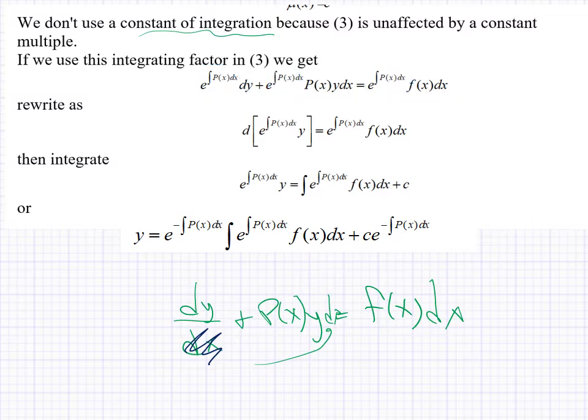Once we multiply through by that integrating factor, this is an exact differential, which means this side of the equation is the derivative of a given function. And the function that it's the derivative of is that function right there. So we could write this whole side out as what it really is. It's the derivative of this. Now take a quick look at that.